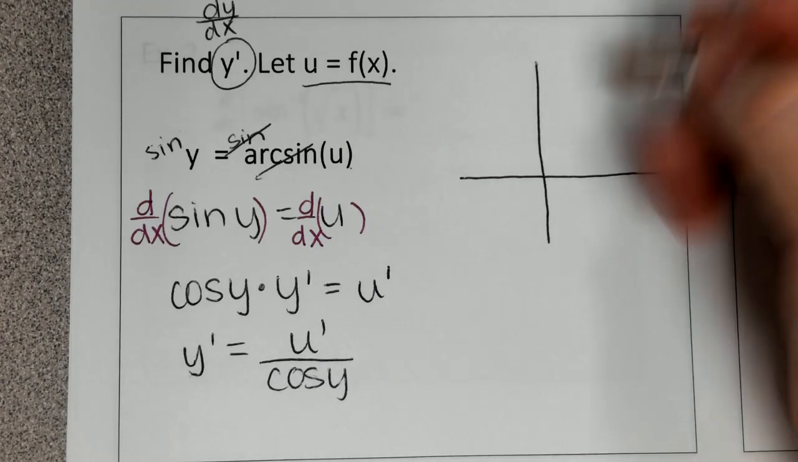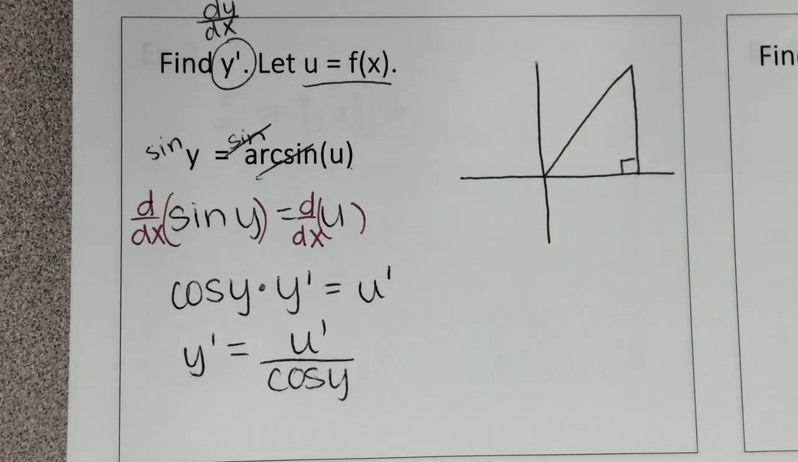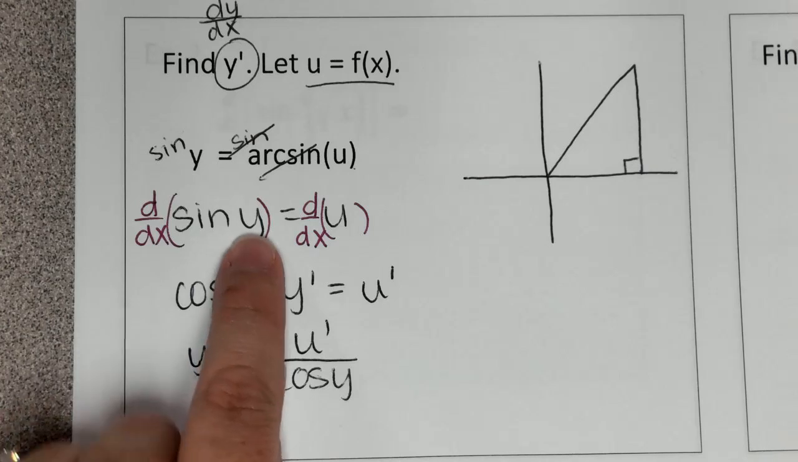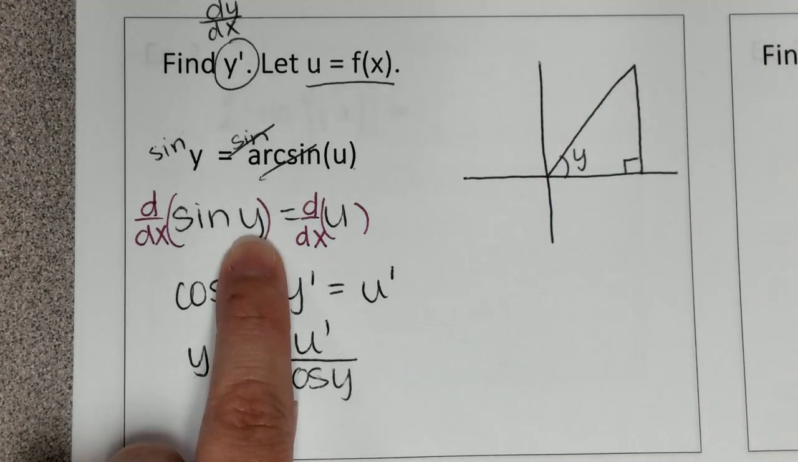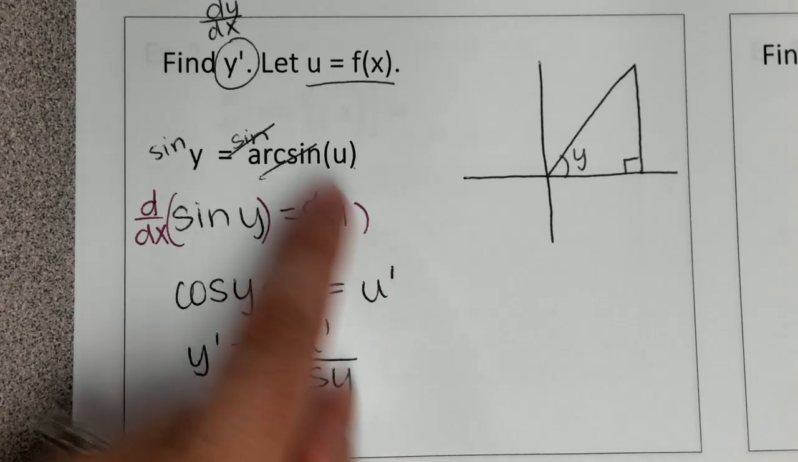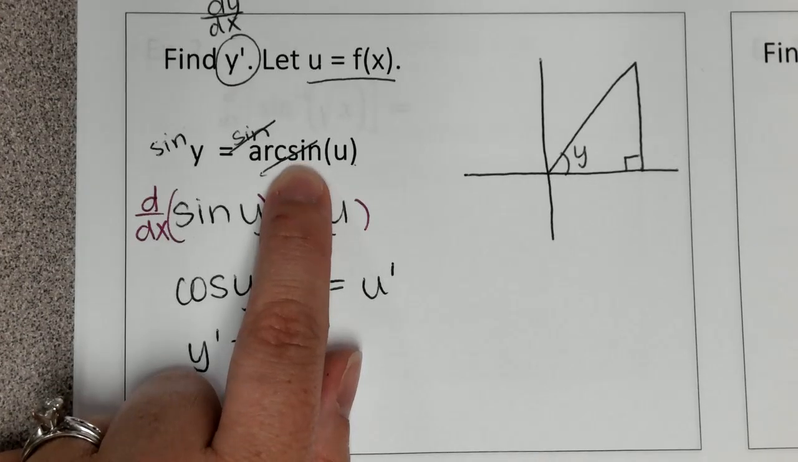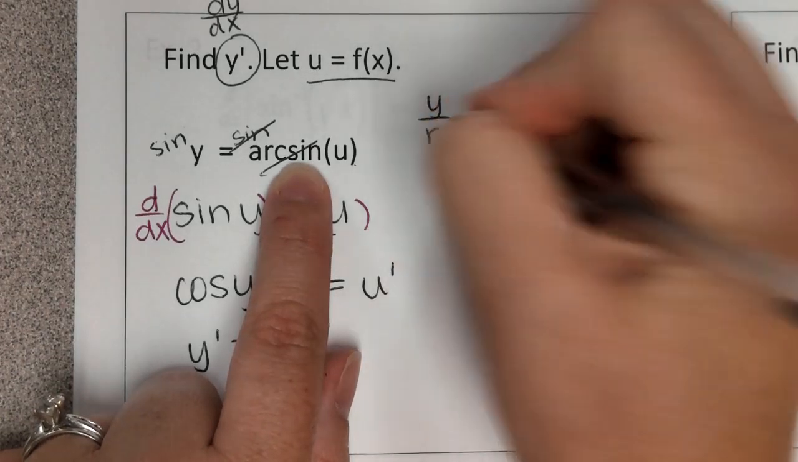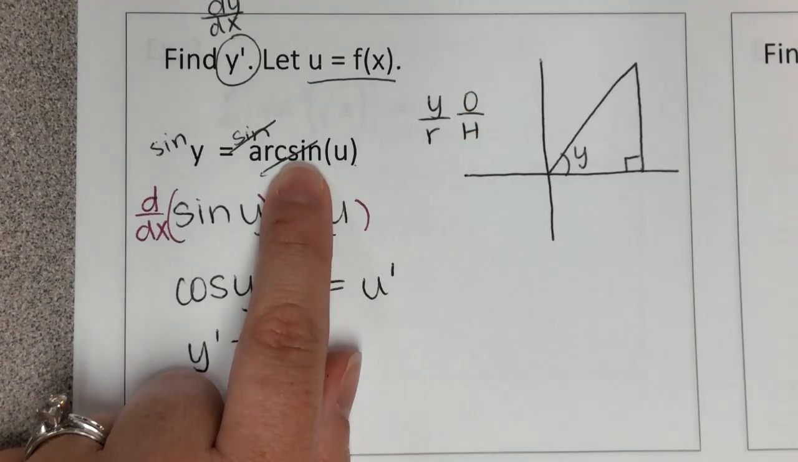All right, so let's assume that we are in quadrant 1. And this time y is the angle. Y is an angle. And I know that the sine of this angle is equal to u. How do I write sine as a trig ratio? Y over r. Those of you who prefer SOHCAHTOA, how would I write sine? Okay, so either way you want to think about it. Y over r, opposite over hypotenuse. But what is the sine?